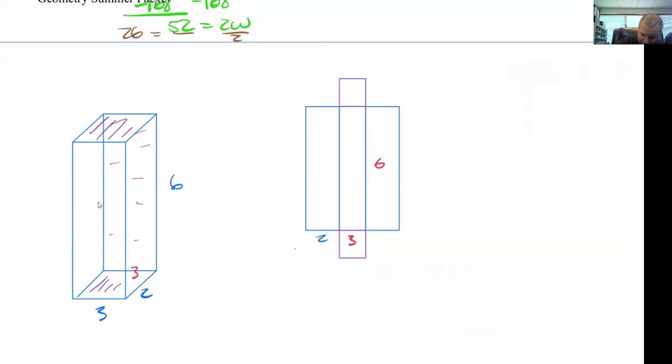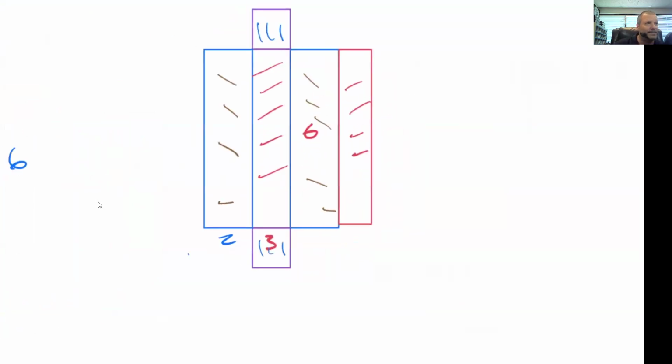And then I would have this inside piece right there. So this rectangle here and that rectangle there are the same. This rectangle here and this rectangle there are the same. And this rectangle here and this rectangle there, those are also the same. This is what we get if we unfolded this box.